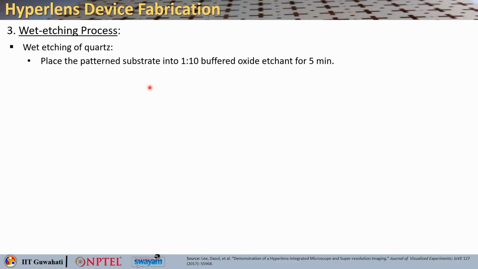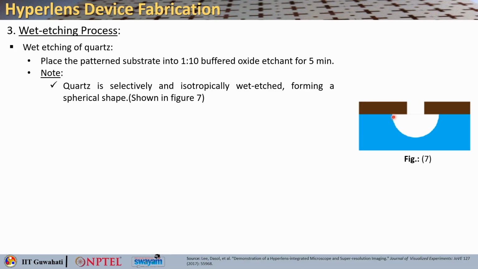So, the next step will be the wet etching process. You are doing the wet etching of the quartz. So, you have to place the patterned substrate into a 1:10 buffered oxide etchant for around 5 minutes. You will see that quartz is selectively and isotropically wet etched.